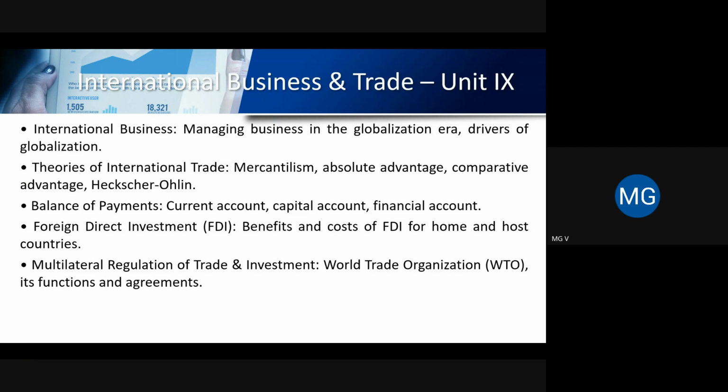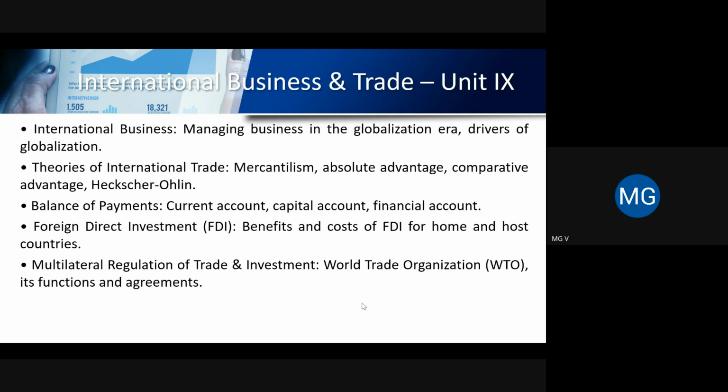The Heckscher-Ohlin theory suggests that countries will export goods that use their abundant factors of production and import goods that use their scarce factors. The balance of payments, that is BOP, records all economic transactions between a country and the rest of the world. It consists of the current account, that is trade in goods and services, the capital account, that is transfer of assets, and the financial account, that is investment flows.